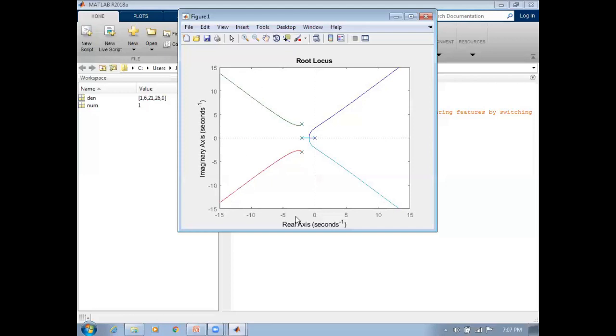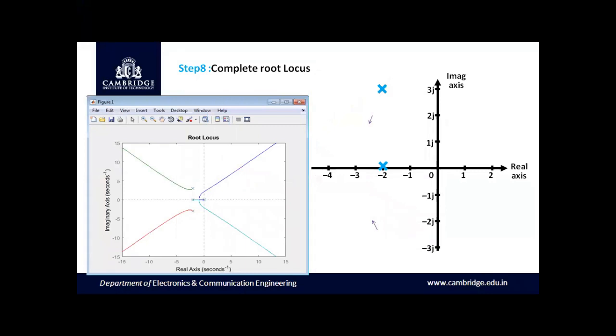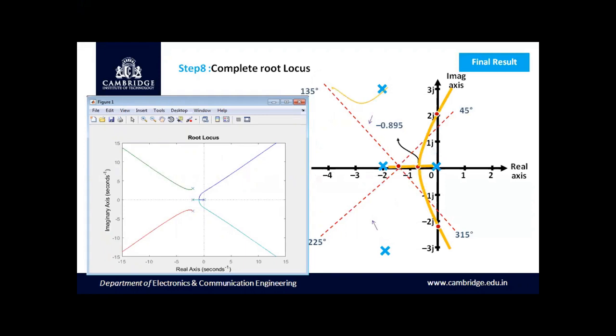Let us compare with our output. In comparison with the output which we have got from MATLAB, we can compare with our results. It's exactly one and the same, and we can see exactly the movement of these branches which are trying to reach infinity.